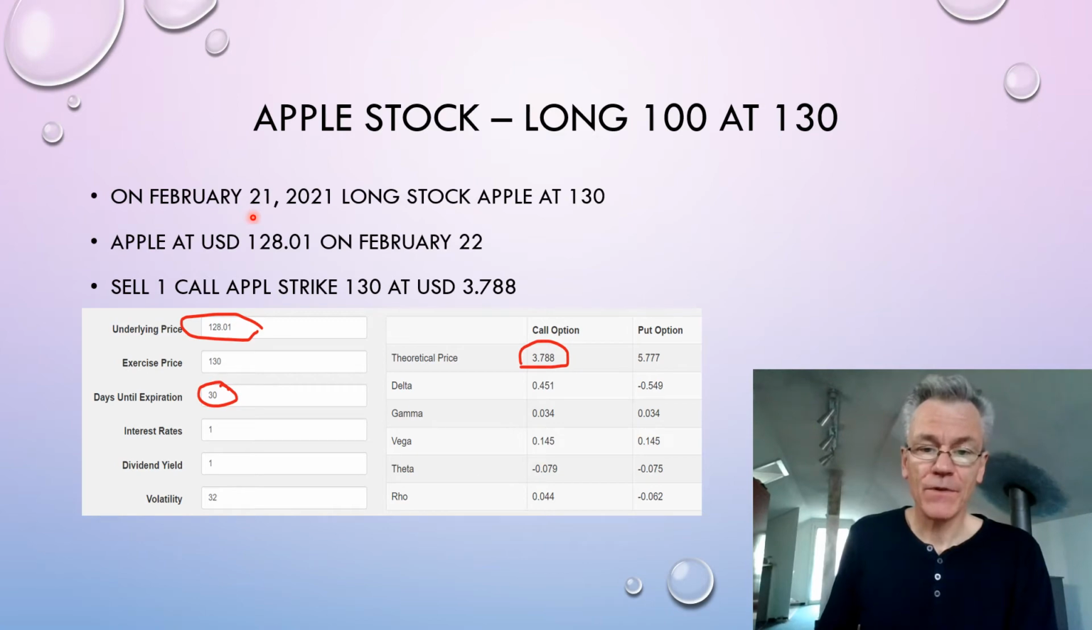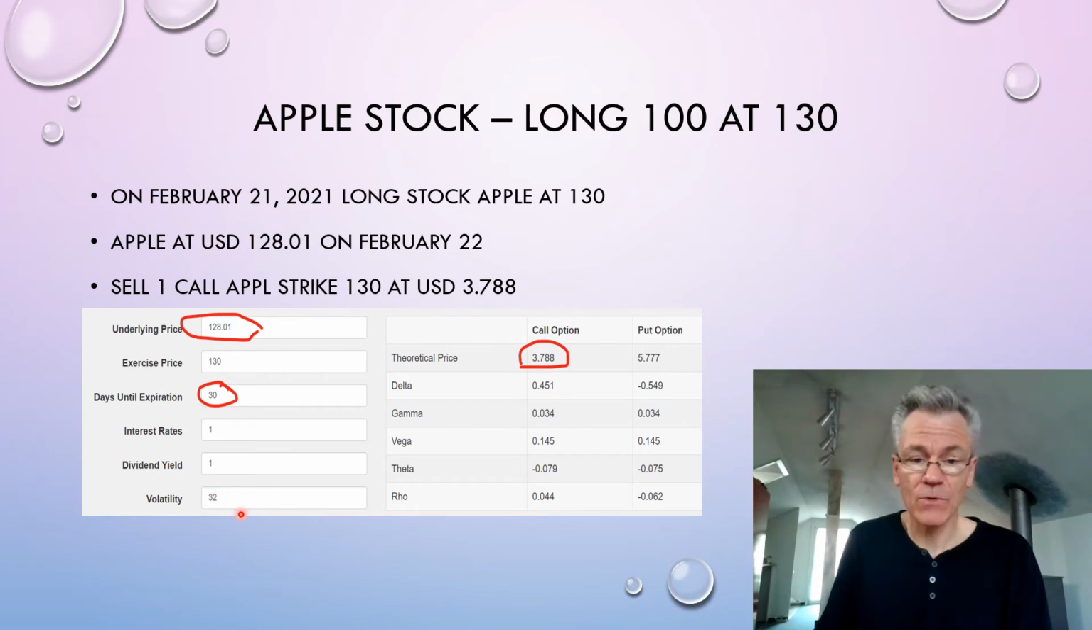So on February 21st, I'm long stock at 130 because Apple dropped to 128 on February 22nd. In other words, I had to take these stocks at 130. So on the 22nd of February, I right away sold a call option on Apple, strike 130, at 3.788. Here I took an option which has a 30 days expiration, not just a short term one. I thought to myself, I'm going into March now, so I'd better keep a longer one, getting a bit more premium. Volatility was around 32.